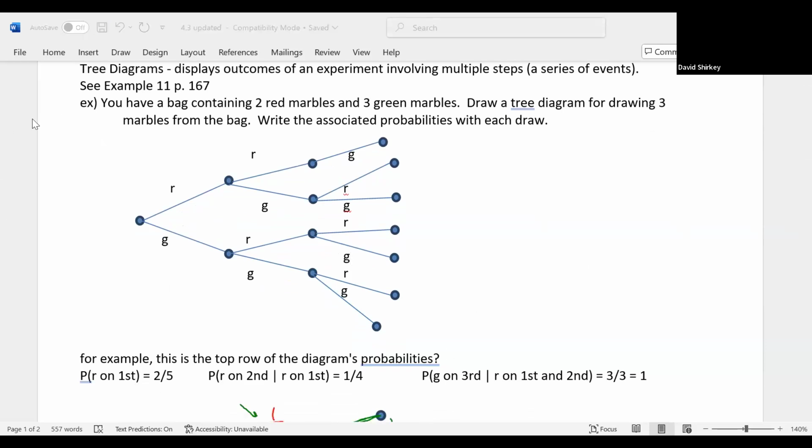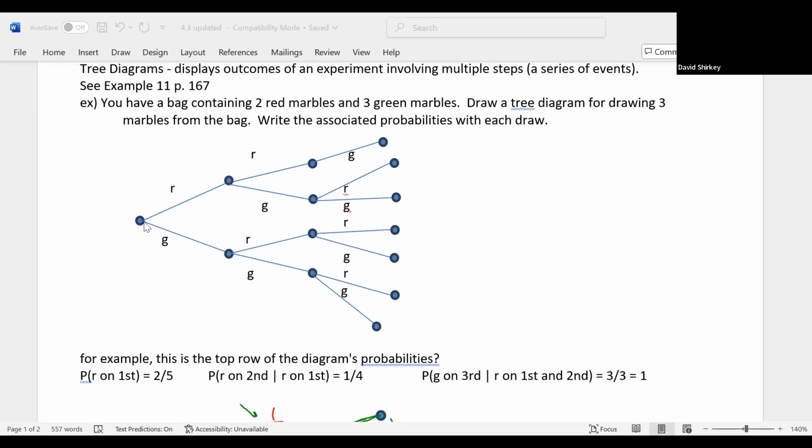You have a bag containing two red marbles and 3 green marbles. Draw a tree diagram for drawing 3 marbles from the bag, and then write the associated probabilities with each draw. Okay? So here's your starting point. This goes left to right.